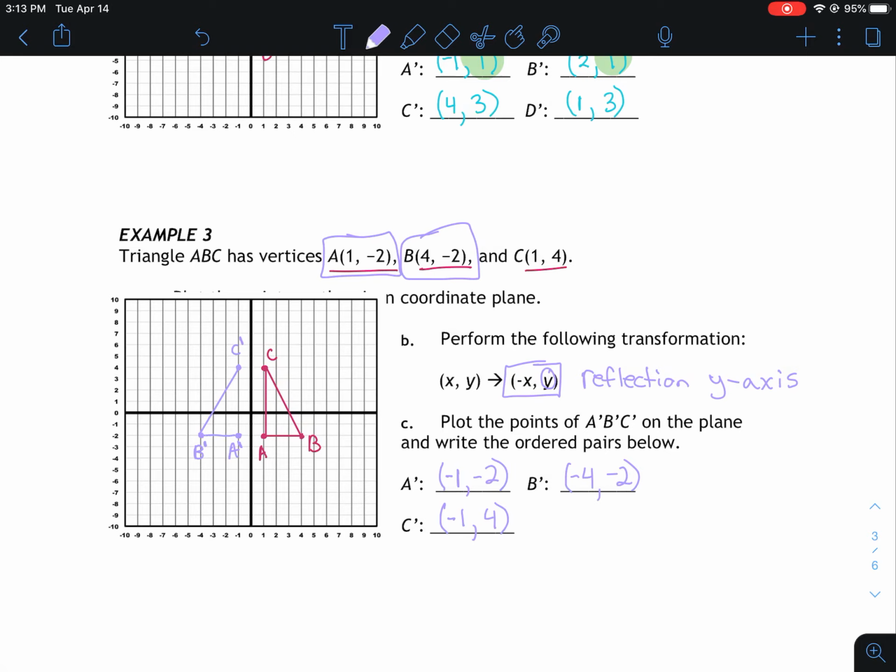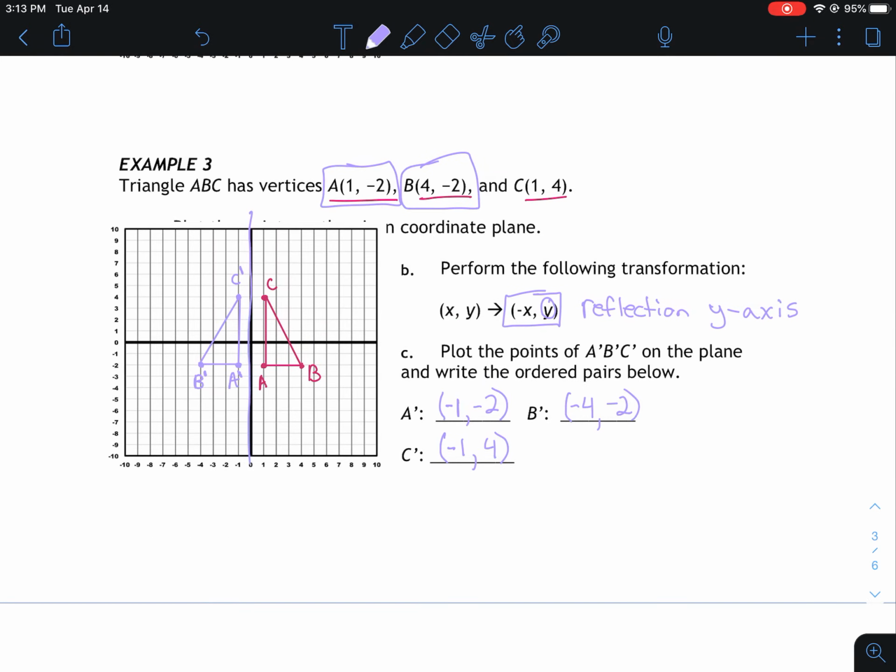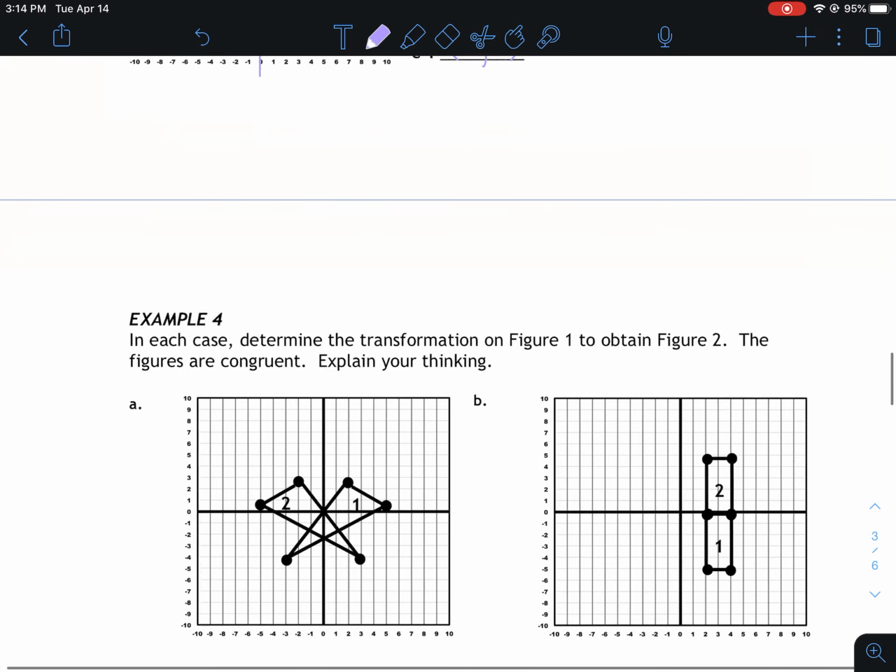And this is doing the mathematical way. If you wanted to, you can see that A and C are both only one value away from our y-axis. The y-axis is that vertical axis. And so that's why A and C, the x values change, y stays the same. And B is 4 away from the y-axis, so make sure that on the prime side, it is also 4 away from the y-axis.